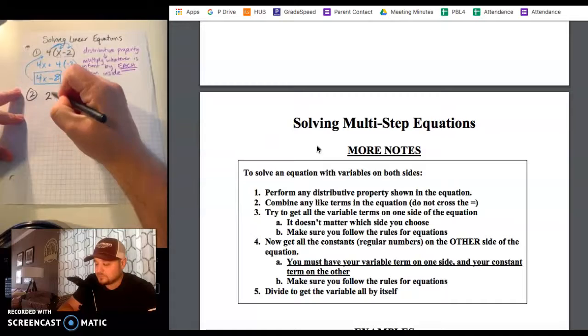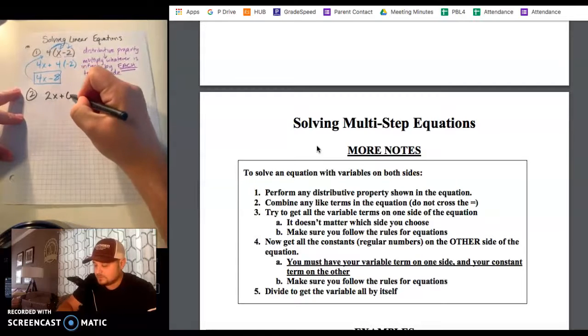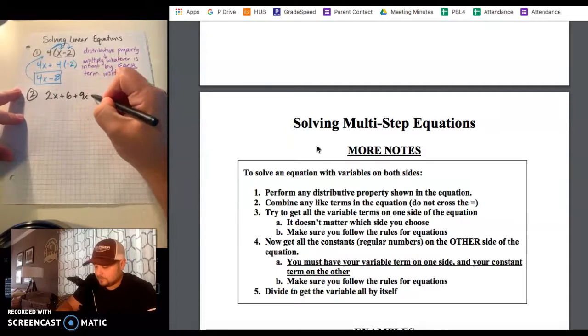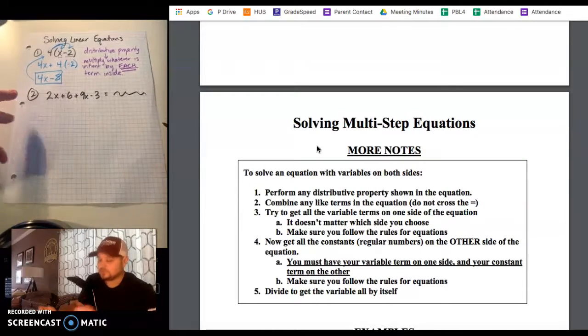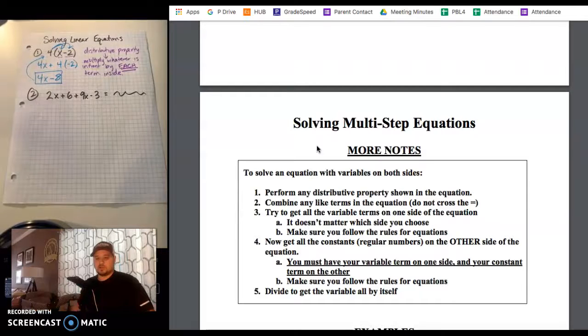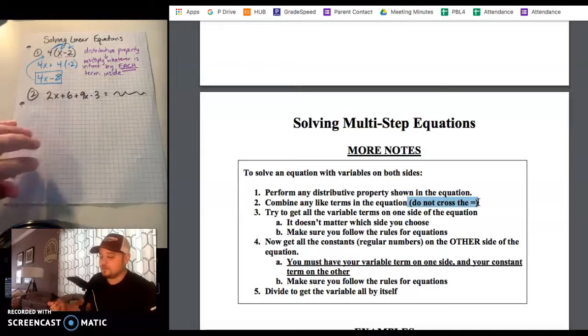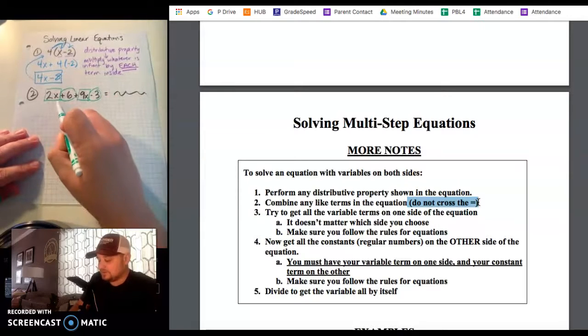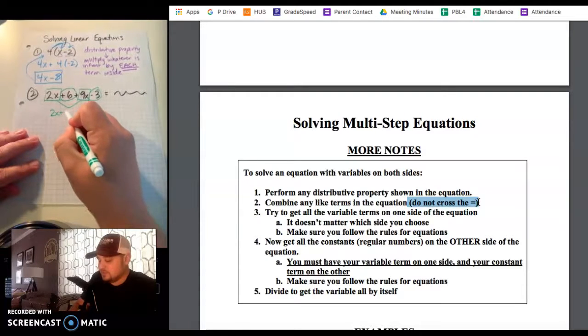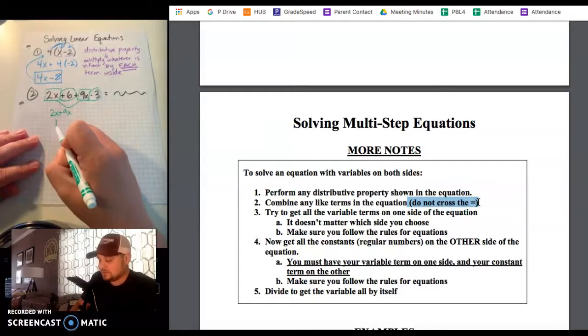So combining like terms is where we might have something that looks like this. And then maybe there's something else over here on the other side of the equal sign, but what's important is that combining like terms is where we don't cross the equal sign. That's what it says right there, don't cross the equal sign. So what that means is we're just simplifying or putting together things that are the same type of term. So here we've got some x's, and here we've got some numbers. The x's we can put together, so this is going to be 2x plus 9x. 2x plus 9x is 11x.